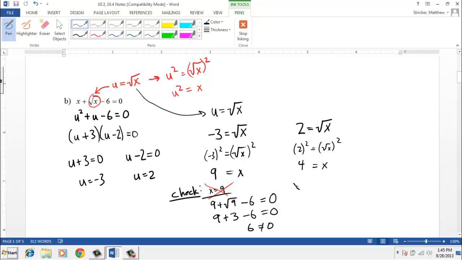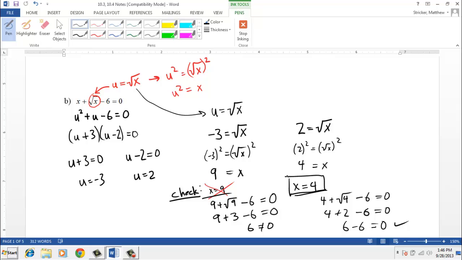Let's check our other one, x equals 4. That would give us 4 plus square root of 4 minus 6 equals 0, which gives us 4 plus 2 minus 6 equals 0, which is 6 minus 6 equals 0, which does check out. So in this case, we only have one answer. We have x equals 4 as our only answer. You have to check for extraneous solutions anytime we are solving an equation that has a radical in it.